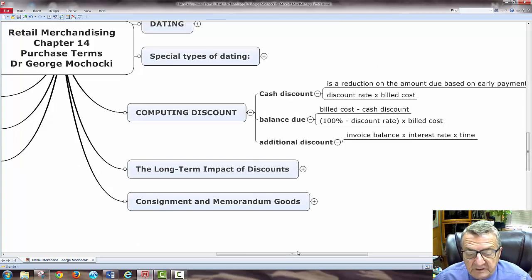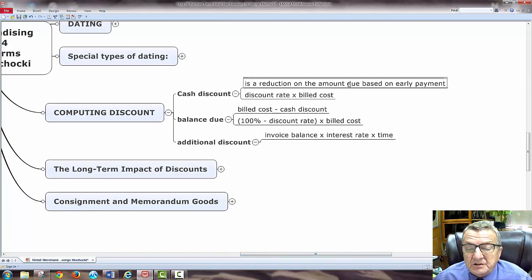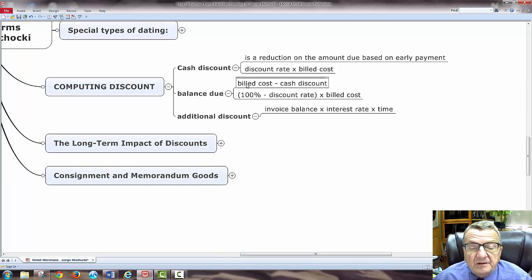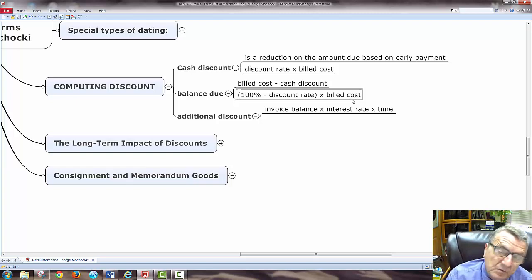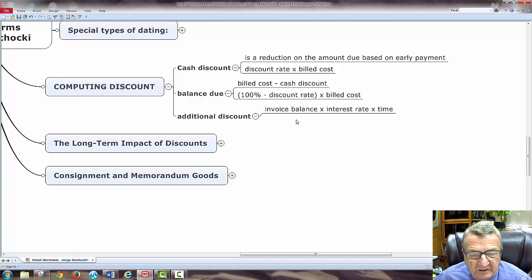Let's see, we've got computing discounts. Cash discount, reduction of the amount based on early payment, no problem. Balance due, billed cost minus cash discount. This is what I pay. We all know that. And when you're in the store and it says you've got an instant coupon reduced, they'll give you the prices, or you have to give them the coupon, and then you see it reduced. For retail merchandise, everything's done electronically. You do it real quickly. A lot of times they even have, for lack of a better word, apps that you just download.